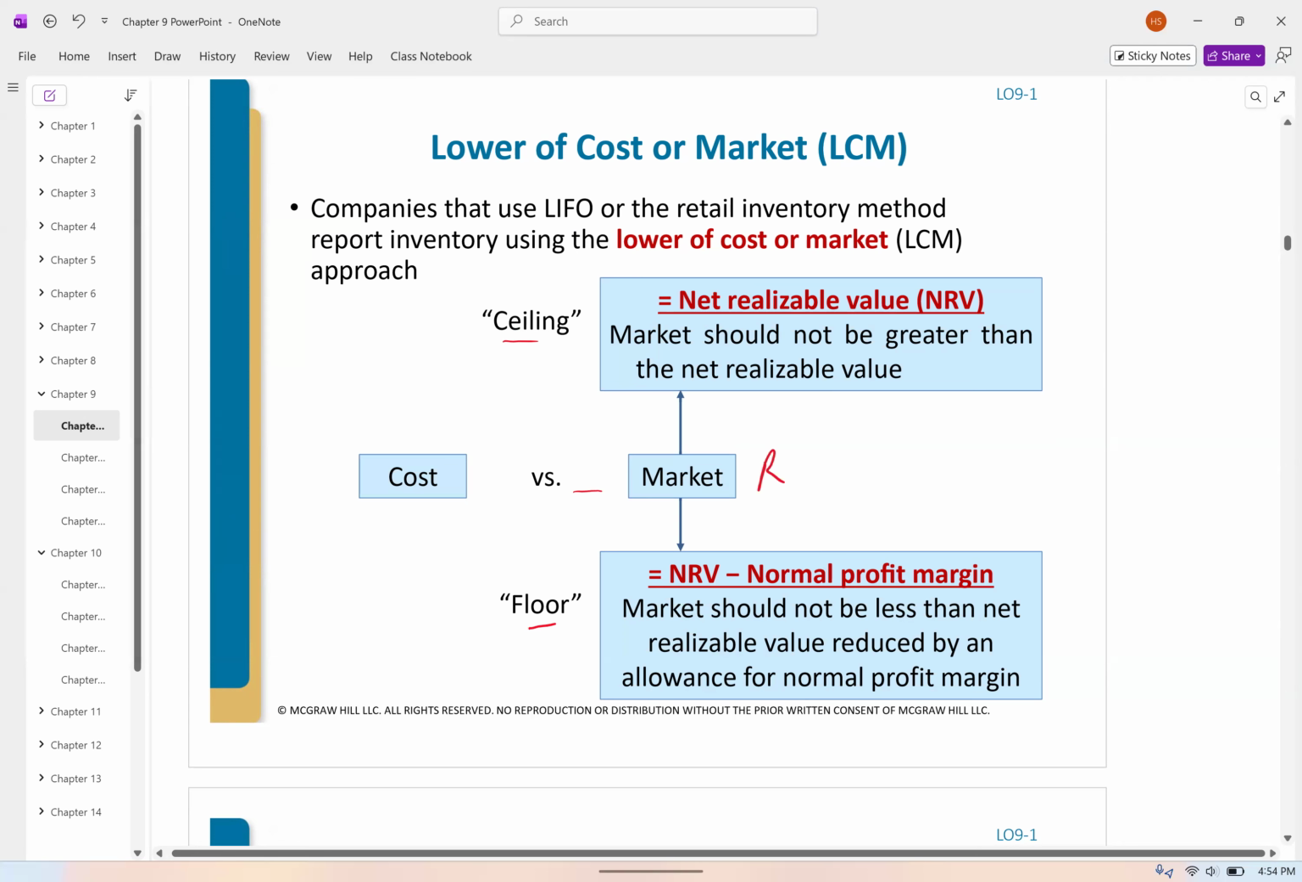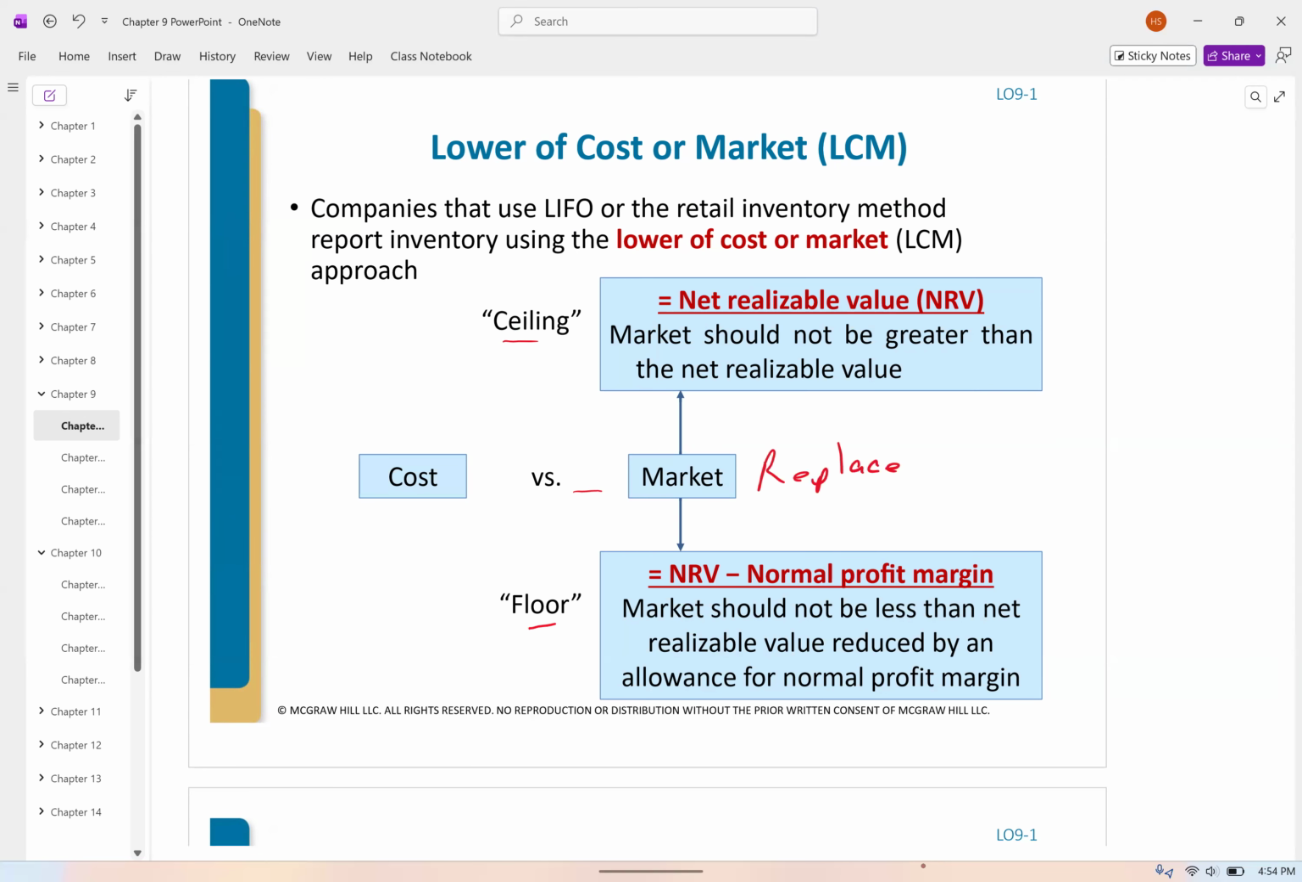Market is what we can go out and buy that unit again for. We can buy that unit again for that amount. So we're going to compare the cost. Remember, cost is books. That's what we're carrying it on our books as. We're going to compare that to these three numbers. We're going to take those three numbers and find the number in the middle. Middle is your number.